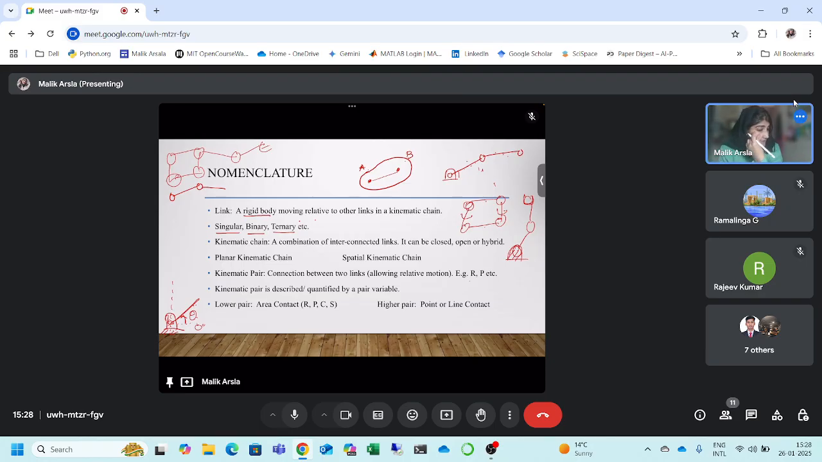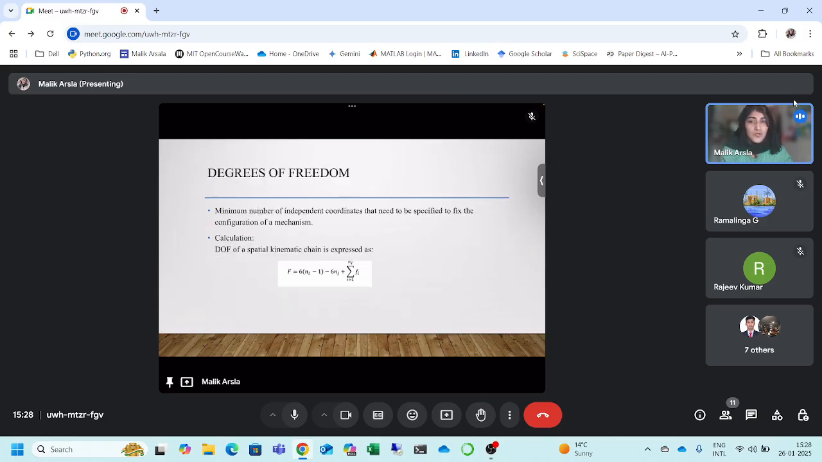Now coming to degrees of freedom. So my screen is not moving, right? Oh, okay, now it's there.